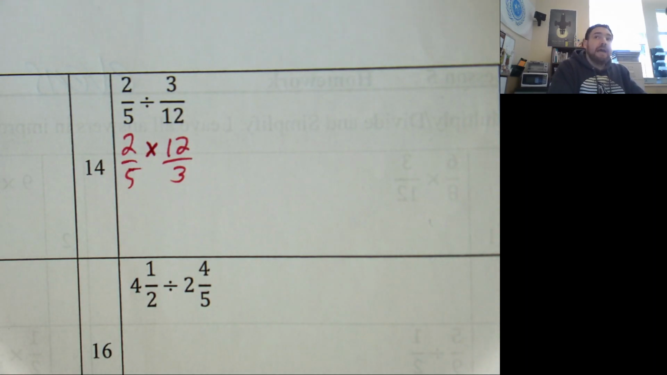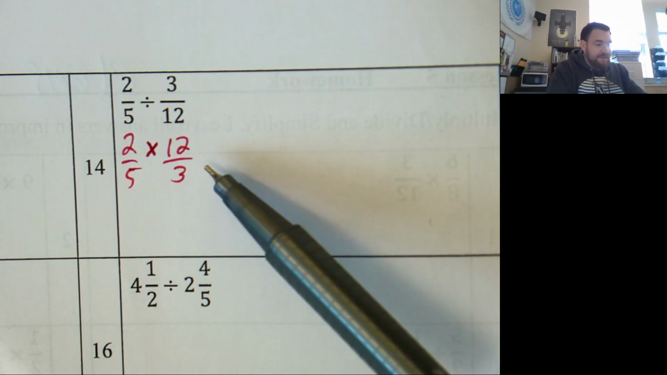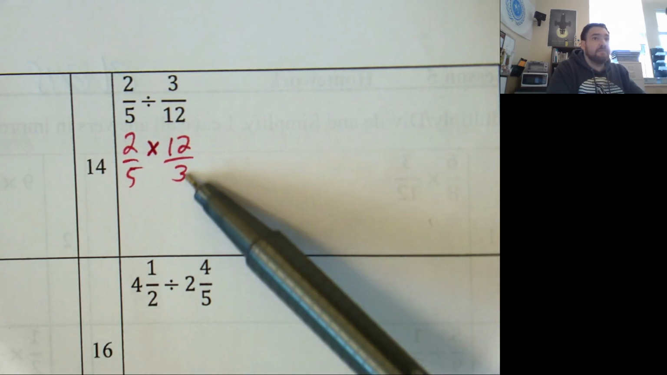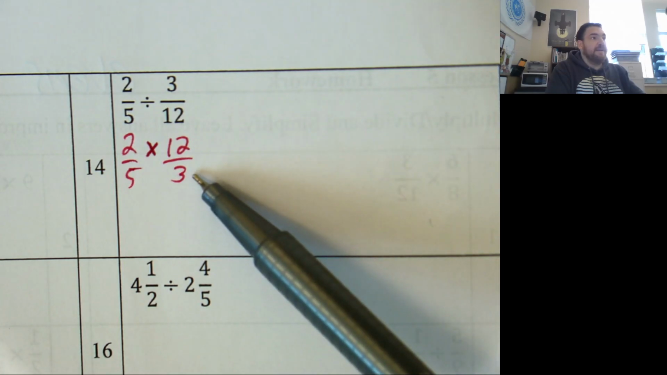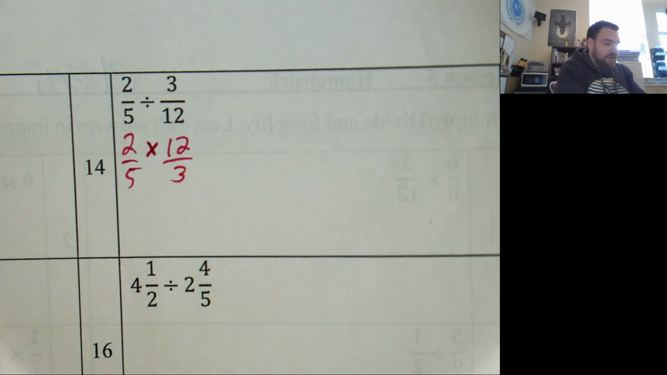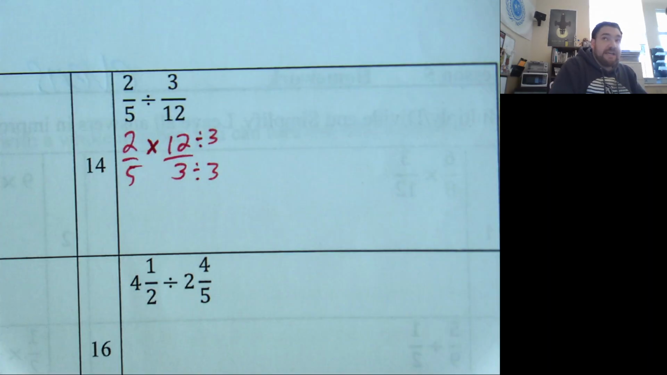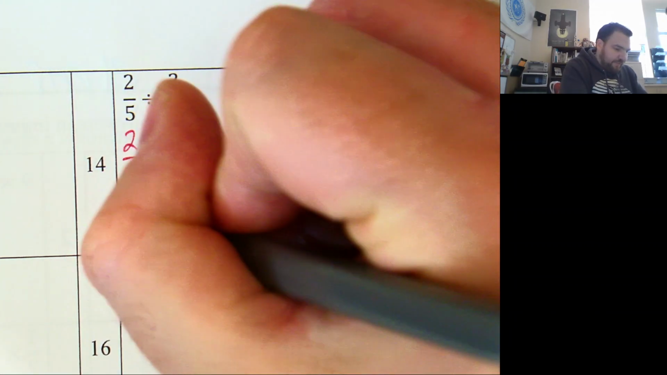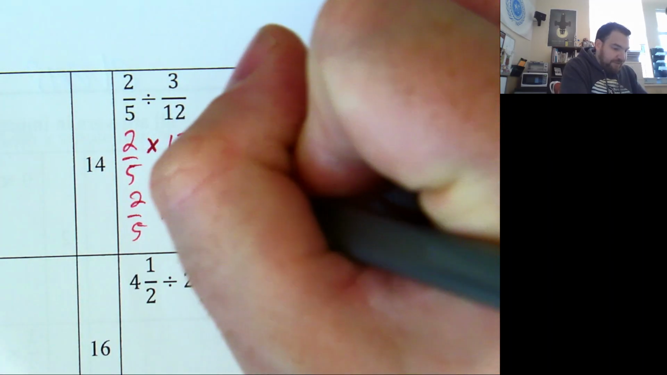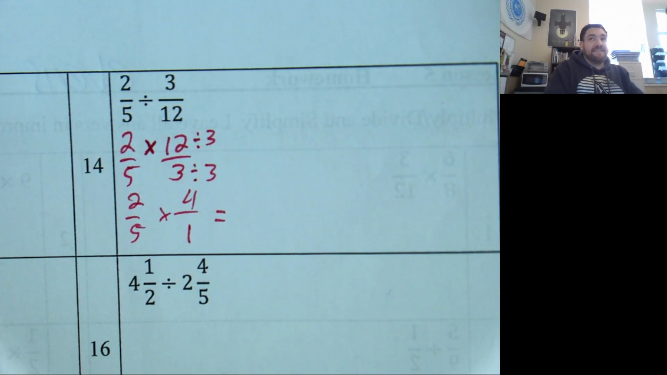I could reduce something. Actually, maybe you'd like me to. Should I reduce this? I could. 12 and 3 are both divisible by 3. So I say, okay, that's divisible by 3. That's divisible by 3. And so my question is going to change. I'm going to get 2 over 5 times 12 divided by 3 is 4. 3 divided by 3 is 1. And that's as simple as we get.